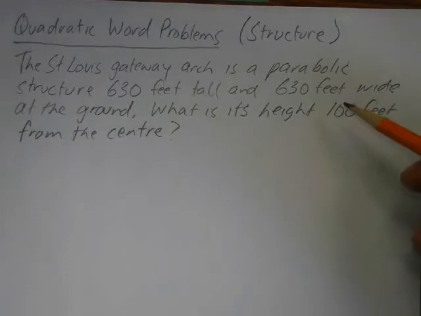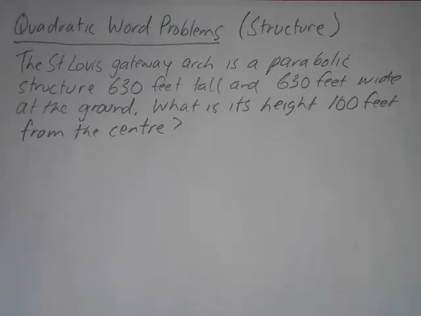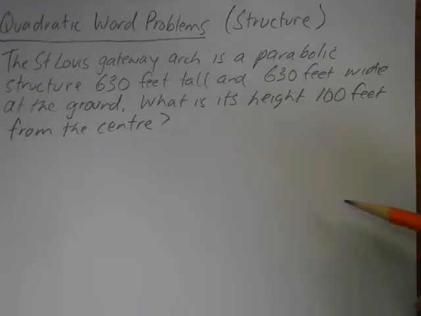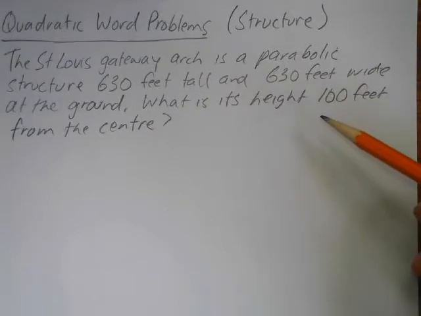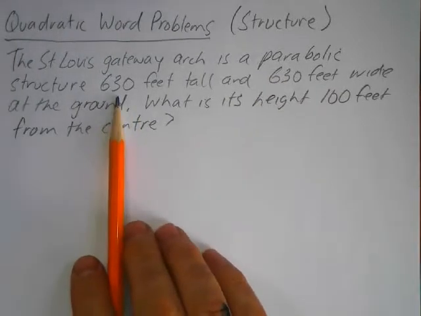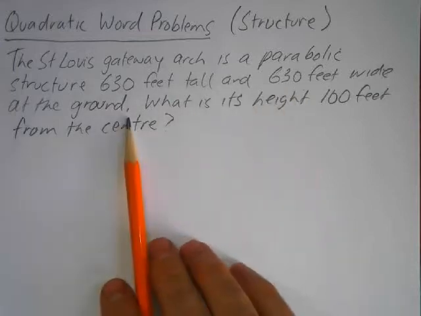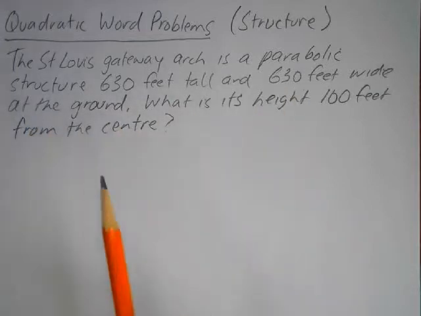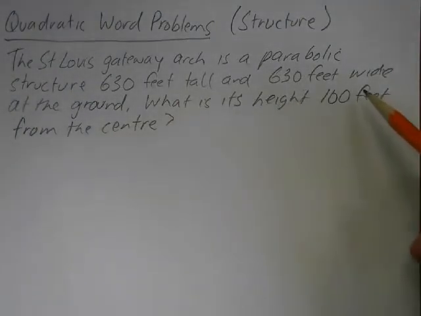So I just created this problem, so it's not from your booklet of word problems, but it's a pretty good question. So we've got here the St. Louis Gateway Arch is a parabolic structure, and this is actually the right numbers. I looked it up. It's 630 feet tall and 630 feet wide at the ground. So where it touches the ground, it's 630 feet between. So the question is, what is the height 100 feet from the center?